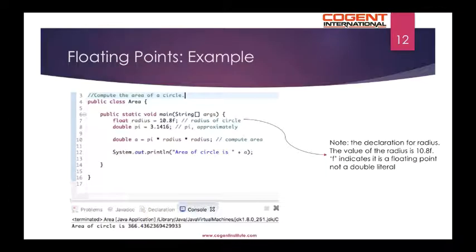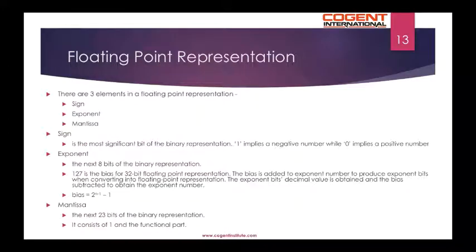So an example: we have radius, which is of type float. Pi is of type double. The product of pi and radius is assigned to a, which is of type double. Just note that in the declaration, the value of radius is 10.8f. The f indicates it is a floating point literal, not a double literal. And the output of the program is shown below. Area of circle is 366.43623, and so on.